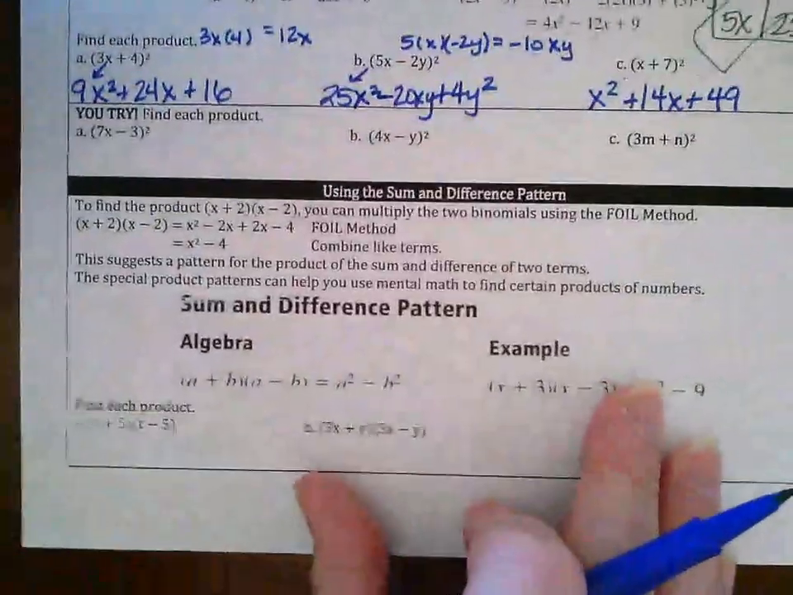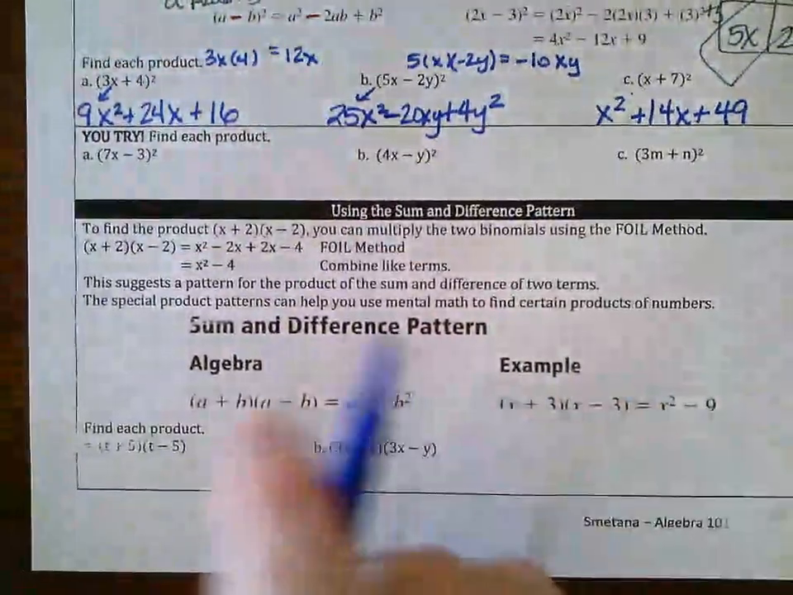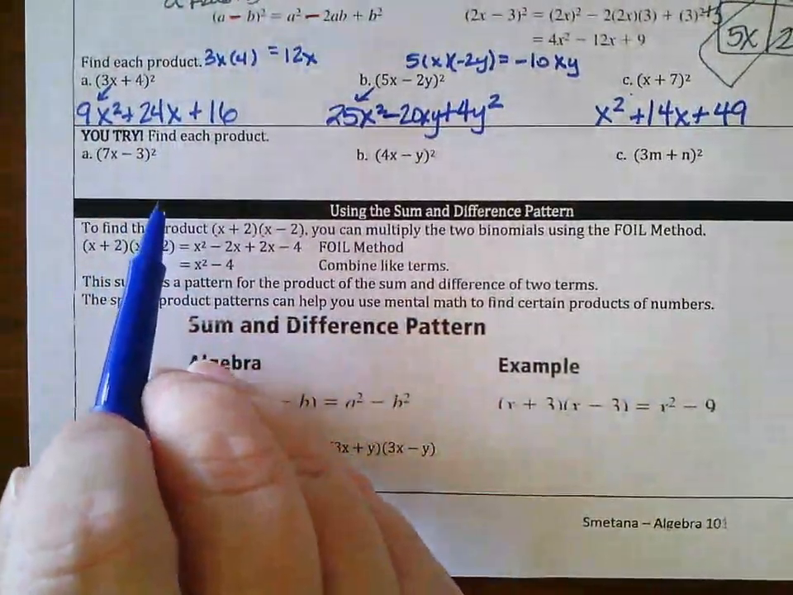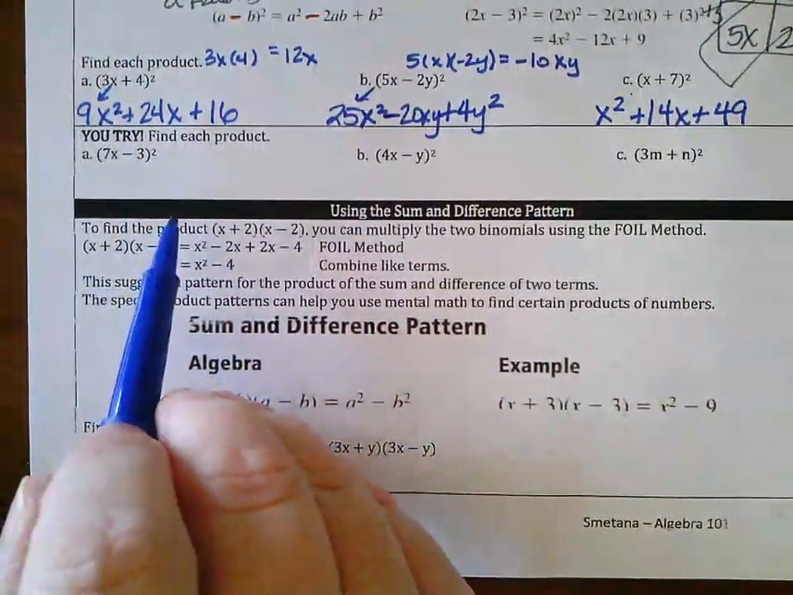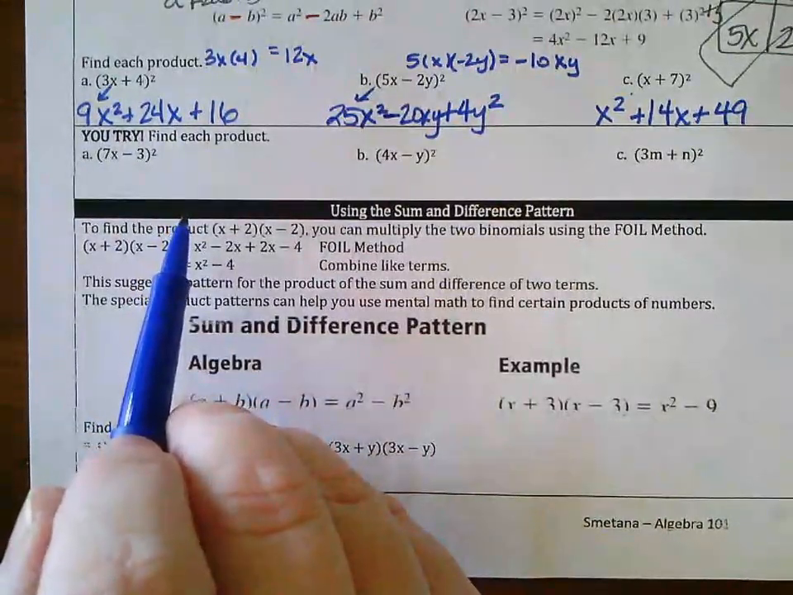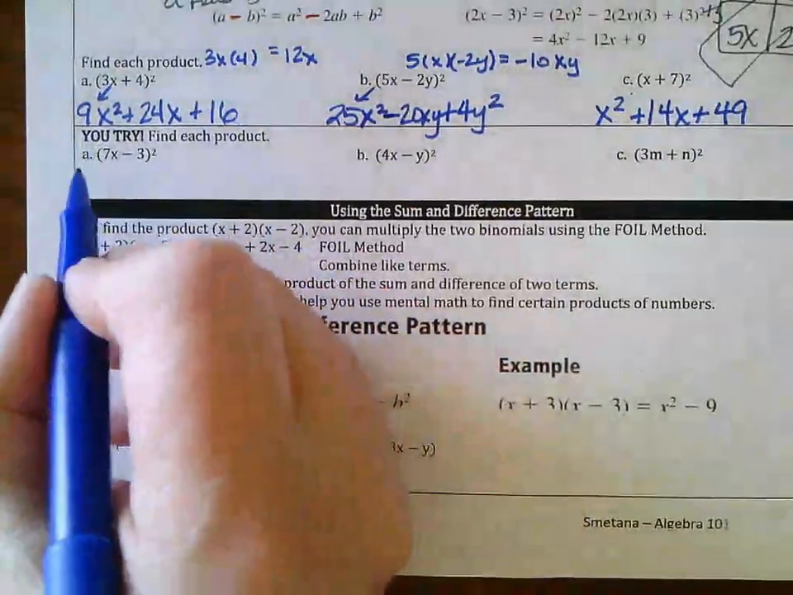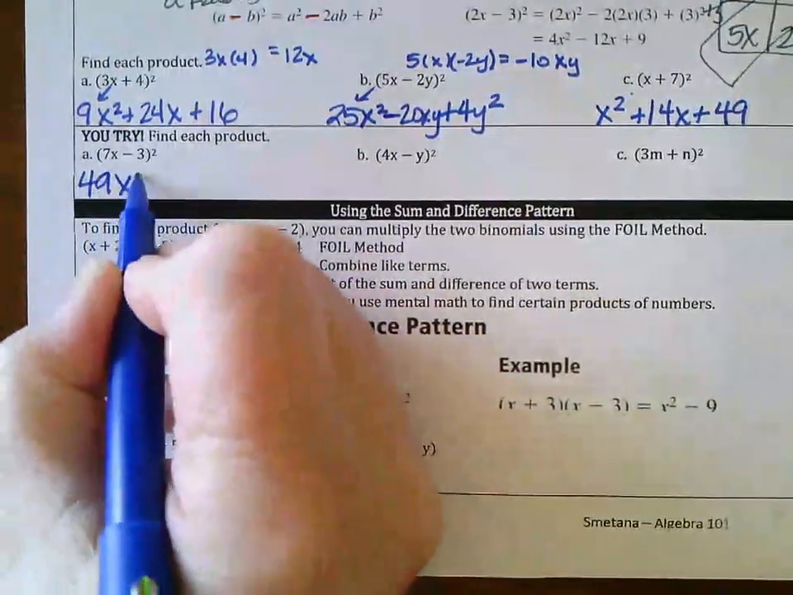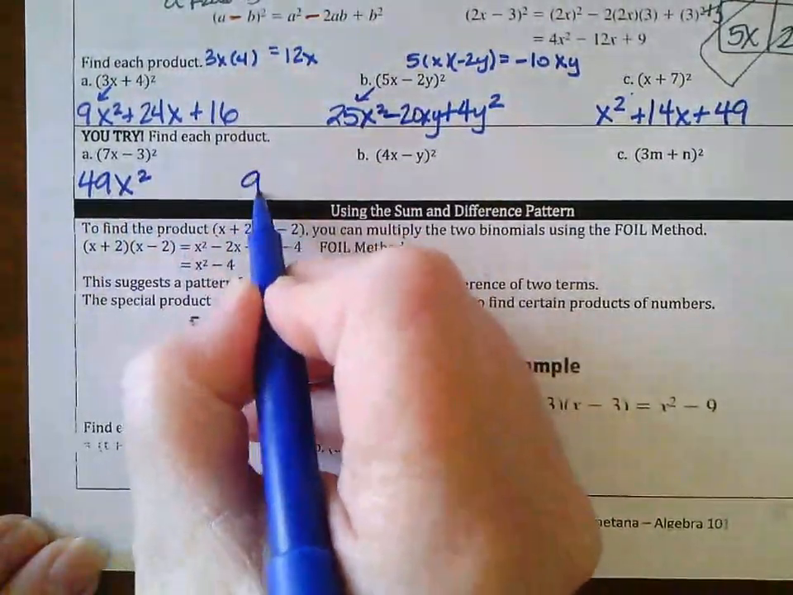So go ahead and give the ones down here a try real quick. Try to pause the video and try these before I go over them. See if you've got this. In 3, 2, 1. Okay, so the first one would be 49x squared.